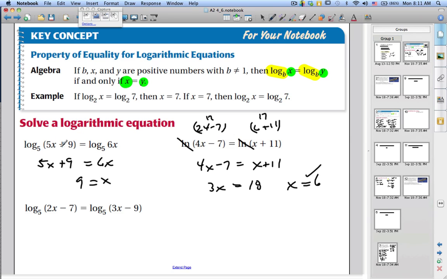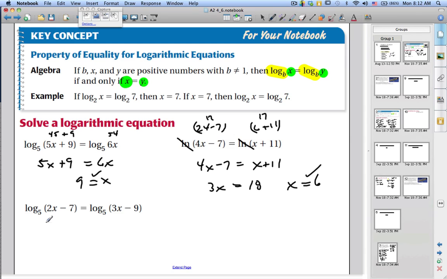If I plug the 9 in here, 5 times 9 is 45, plus 9, and 6 times 9 is 54. 45 plus 9 is 54. That checks out. That's a good solution.